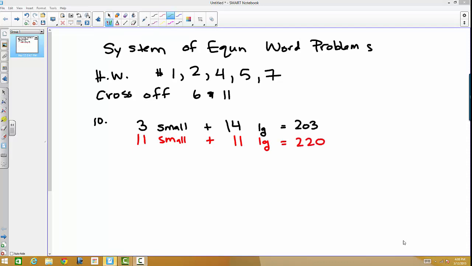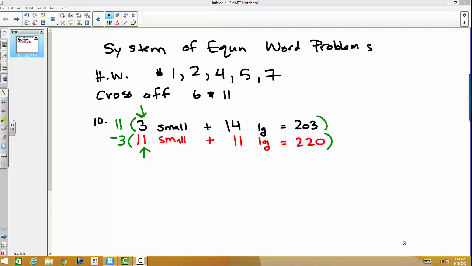Now, you can either solve this with graphing, substitution, or elimination. To me, the easiest way would be elimination. But remember, you have to have the same coefficient. So I'm going to multiply this whole problem by 11, and then I'm going to multiply this whole problem by 3, so that both of these coefficients become a 33. And in fact, if you multiply it by a -3, then you can add to eliminate.